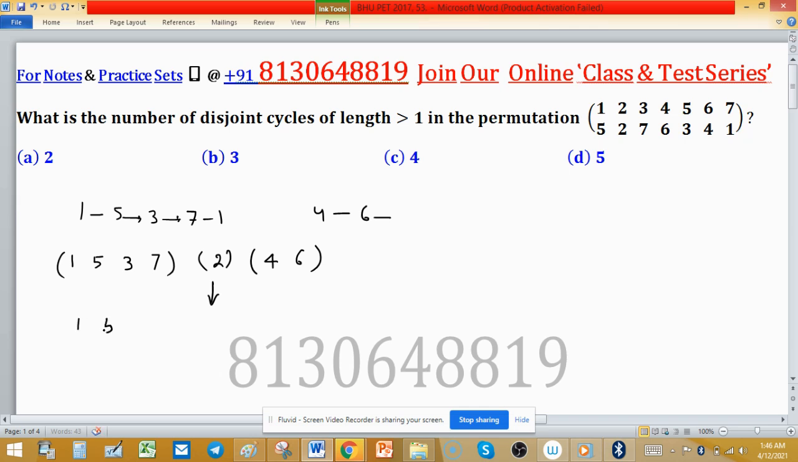It means that 1, 5, 3, 7 is one cycle, and 4, 6 is another cycle. So there are two disjoint cycles. So option A is correct.